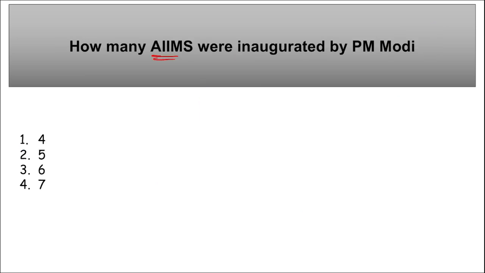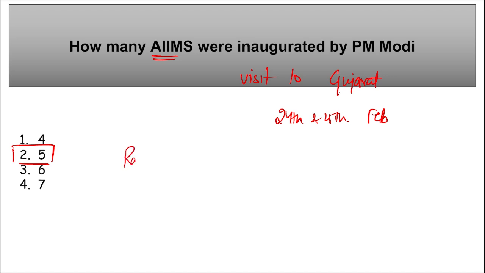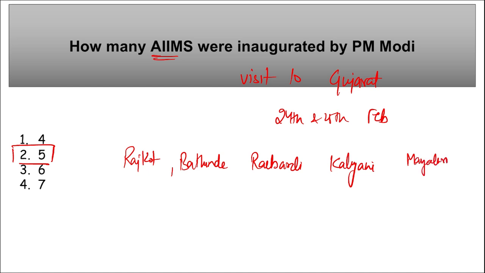How many AIIMS were inaugurated by PM Modi recently on his visit to Gujarat? During his visit to Gujarat on 24th and 25th of Feb, he inaugurated how many AIIMS? So remember, a total of 5 AIIMS were inaugurated. They will be at Rajkot, Bhatinda, Raebareli, Kalyani, and Mangalagiri. So during his visit to Gujarat, he inaugurated 5 AIIMS.